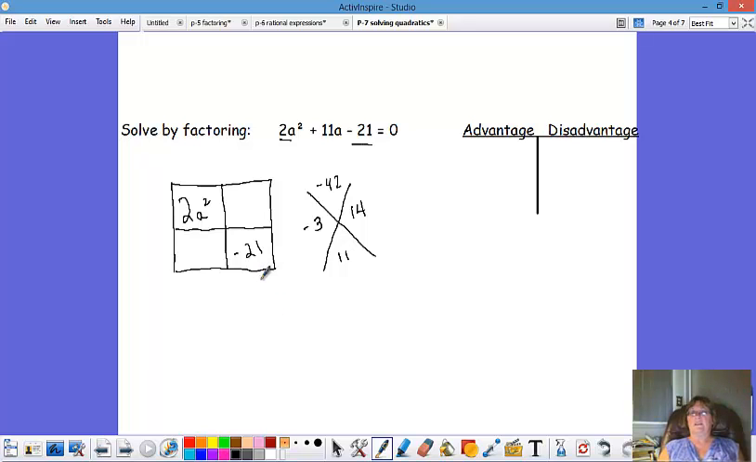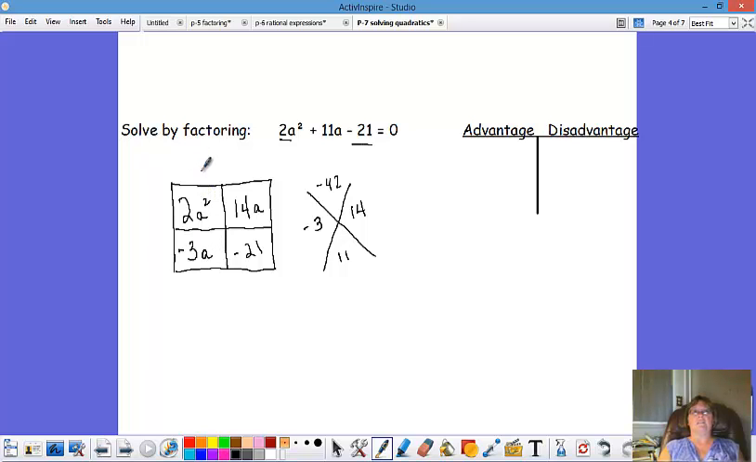We are not done factoring this, folks, and this is the place where we sometimes get hung up when we're using the box method to factor. Instead, these are the numbers that go in these corner boxes. So negative 3a and 14a here. Then the idea is you take the greatest common factor out of a column or out of a row, doesn't matter which way you start.